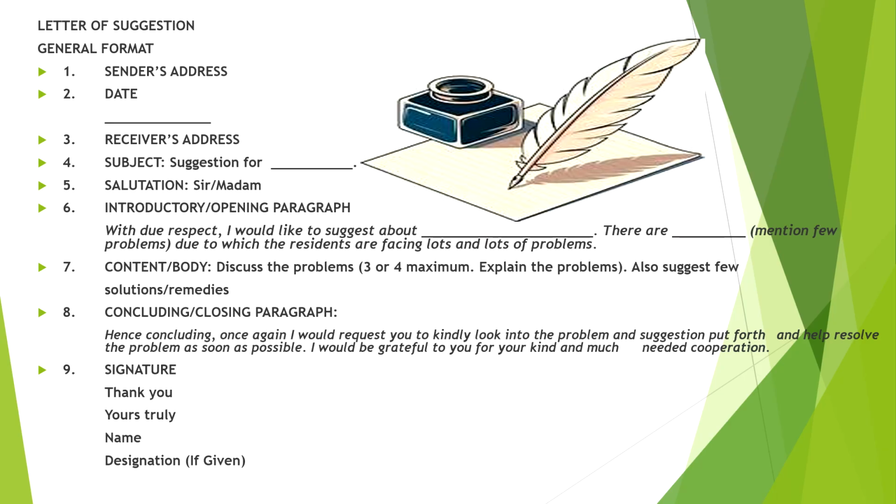So let's discuss the general format. It is the same: sender's address, date, receiver's address, subject. The subject will contain suggestion. You have to be very careful while writing the subject. Except for the letter to the editor, in all other letters, the first word of the subject will be as per the letter. For example, if it is a complaint, the first word of the subject will be complaint: complaint for poor road condition, electricity, complaint for faulty laptop, etc. For suggestion, the subject will be suggestion for, whatever the topic mentioned in the question.